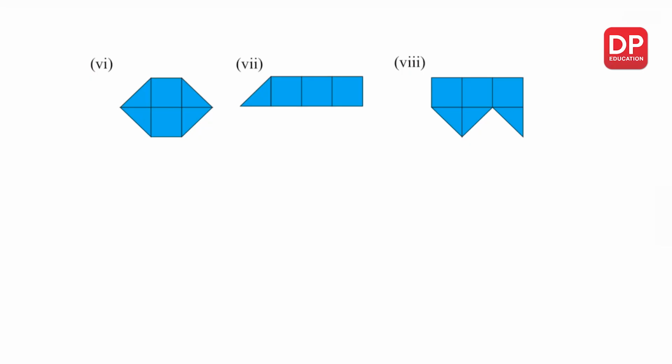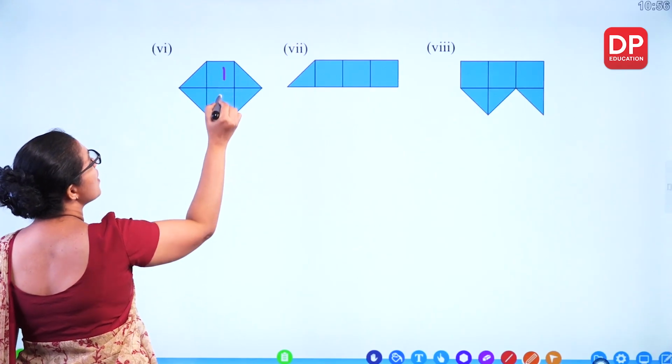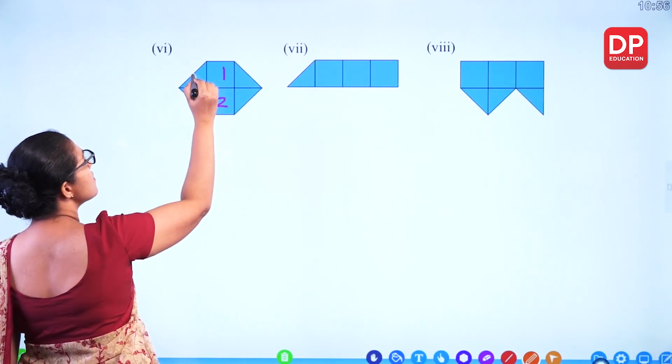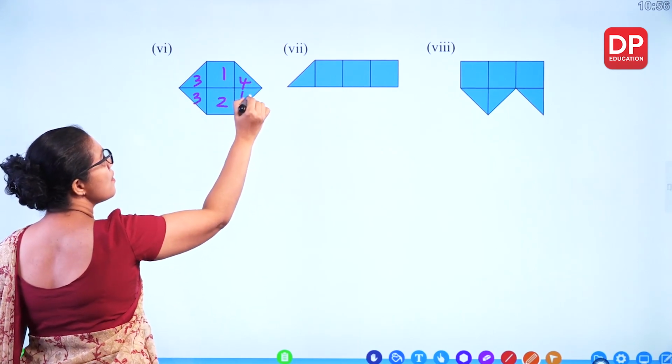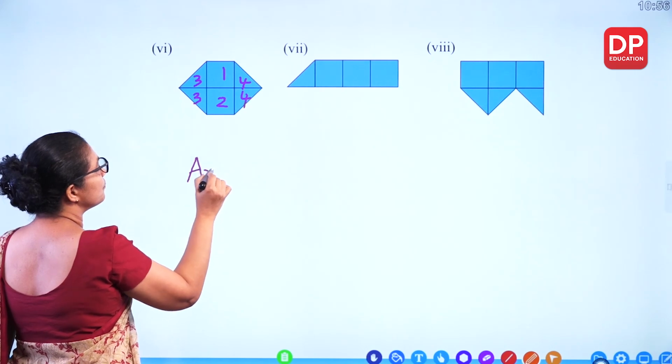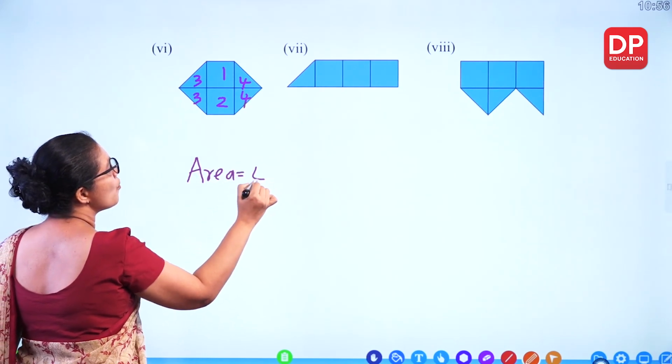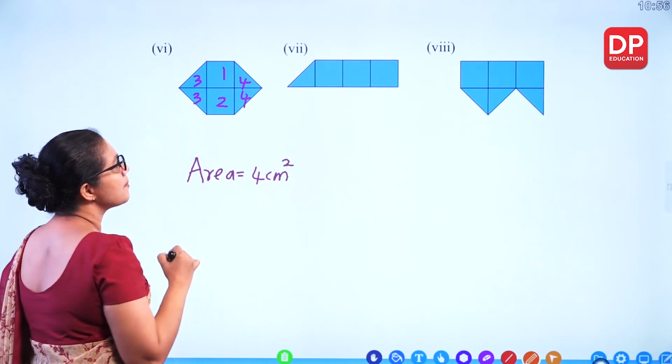Look at this diagram. First big ones, 1, 2. And these 2 make 1, 3. These 2 make another 1, 4. Area is 4 square centimeters.